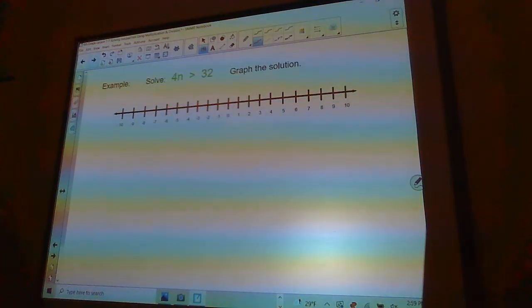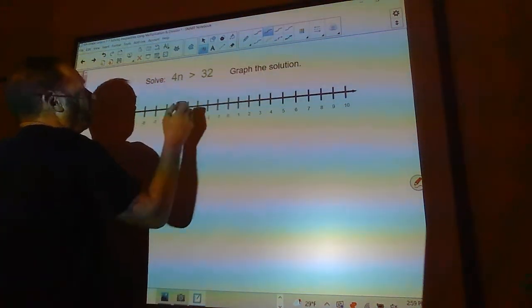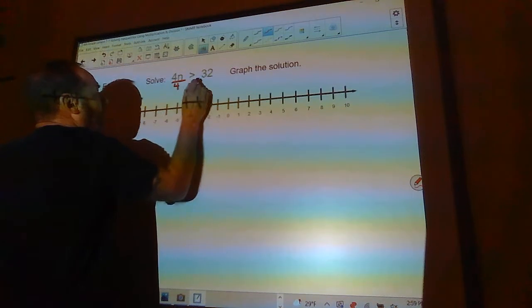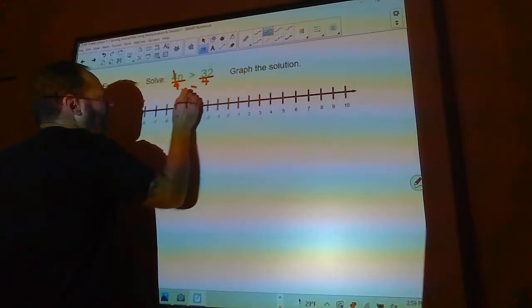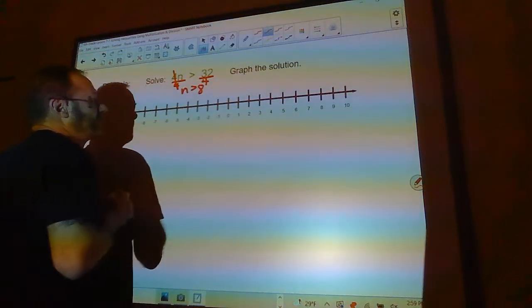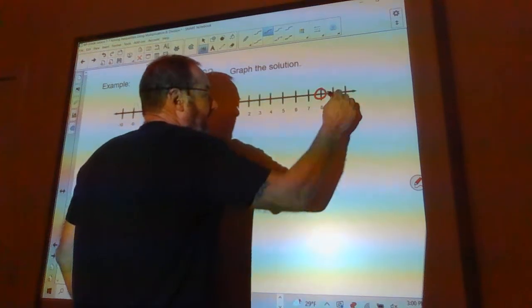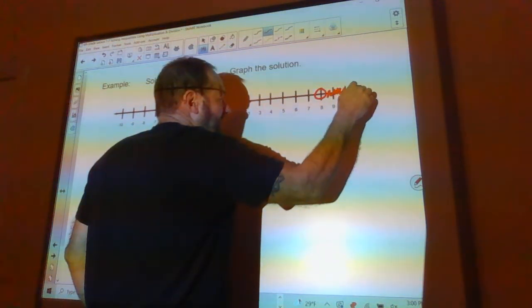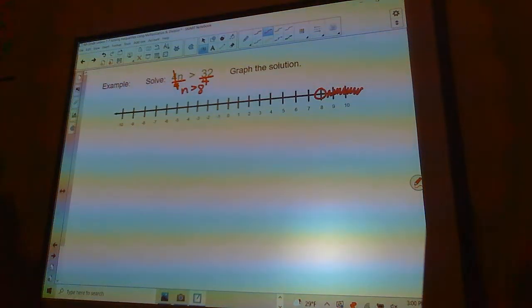Solve 4n is greater than 32. On this one, we're going to divide by 4 because I want to get rid of this 4. That'll cancel that out. n is greater than 8. So greater than, that's an open circle. And the greater than sign side is the positive side over there. So there's our graph.